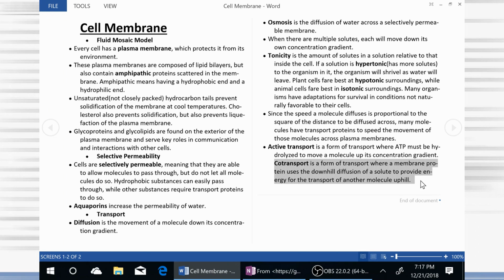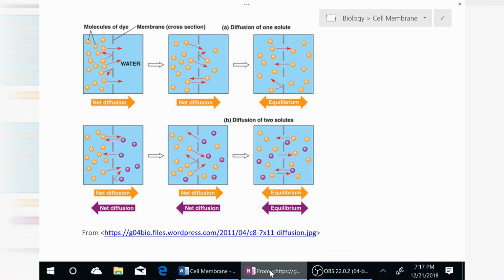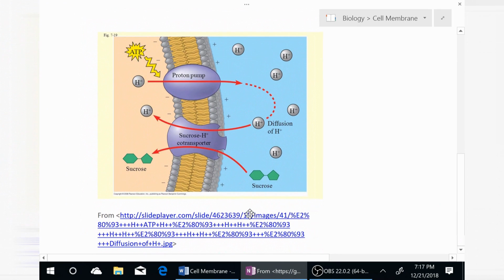Co-transport is a form where passive and active transport are essentially combined. A certain membrane protein uses the downhill diffusion of a solute to provide energy for the transport of another molecule uphill. Here's a good example of that. This is what is called a sucrose hydrogen ion co-transport. As you can see right here, the active transport is going on with this proton pump because ATP is being used to expel these hydrogen ions.